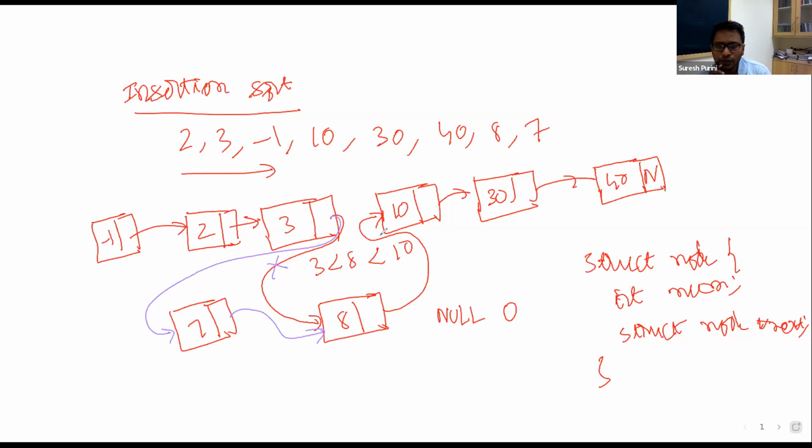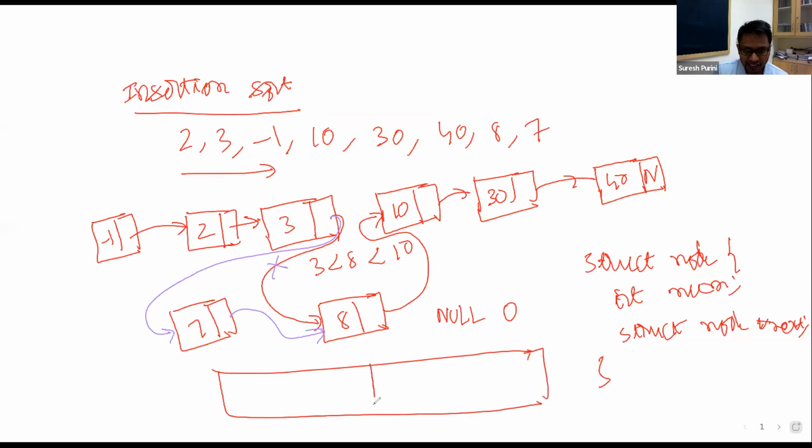So in the exam, there is one question: can you do binary search on a linked list? You cannot do binary search on a linked list because you don't know the address of the middle element. If this is an array, and you know the base address of the array, you can directly go and check the middle element. But in the case of a linked list, you don't have a handle on the middle element because each of these nodes is scattered around in the heap.